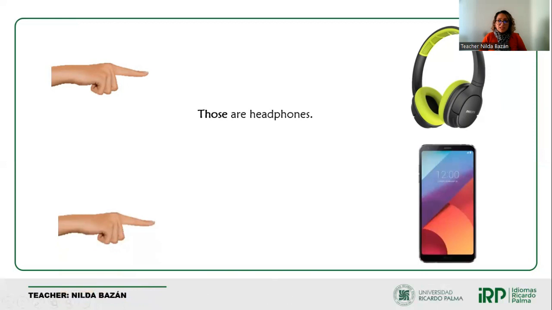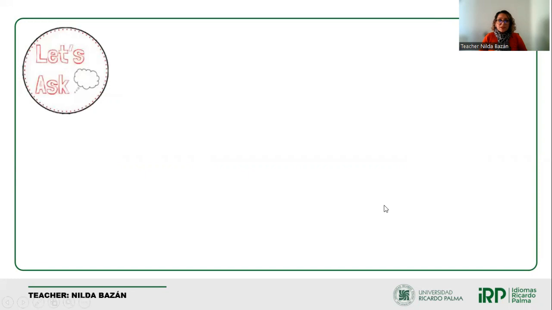And finally, I have a cell phone, right? But there is also a distance. Do you remember what is the word that we use when I have one object and it's far from me? Yes, we use that. That is my phone. Great job. All right. Now, I'm going to ask you some questions. Let's have a look.